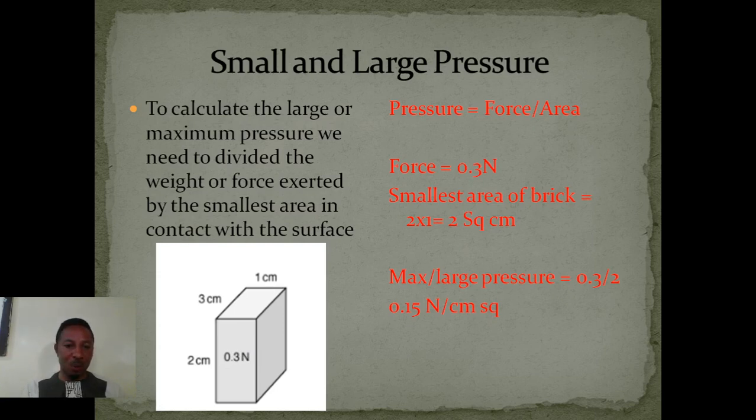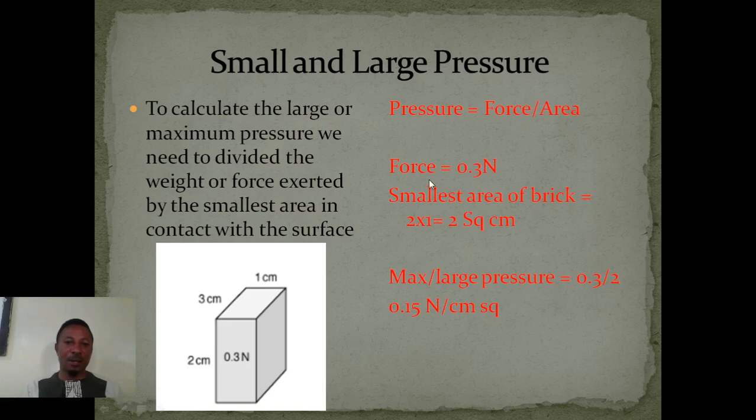This one, right? 2 by 1, right? Okay, so for you to find out the smallest or the highest pressure, you need to calculate the smallest area. The smallest area is going to exert more pressure, okay? So here in this case we have pressure, force over area.